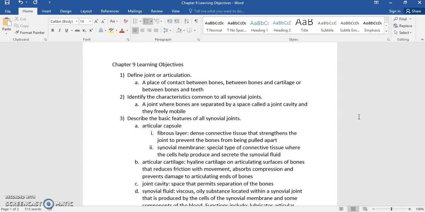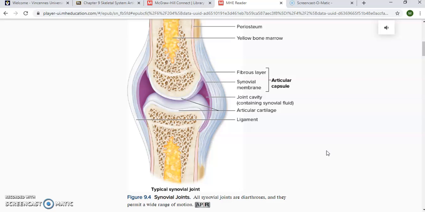All right, so for our third objective, we want to look at the basic features of all synovial joints. So I'm going to go to our picture, because pictures usually help you to recall the information that you're going to be learning about. So here is a typical synovial joint. Like I said, most of our joints in our body are synovial joints, but they all basically have the same basic structures, and that's what we're going to talk about in this objective.